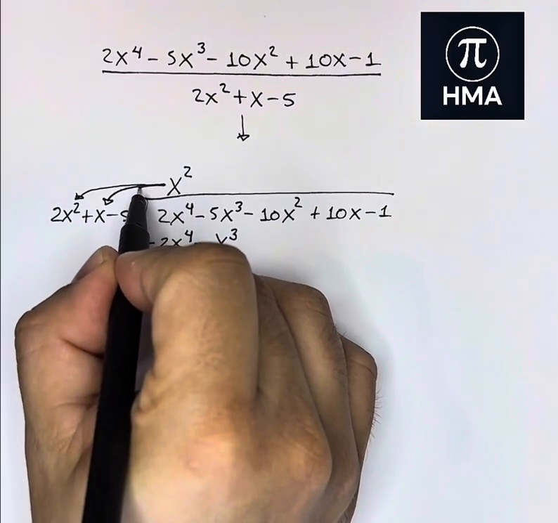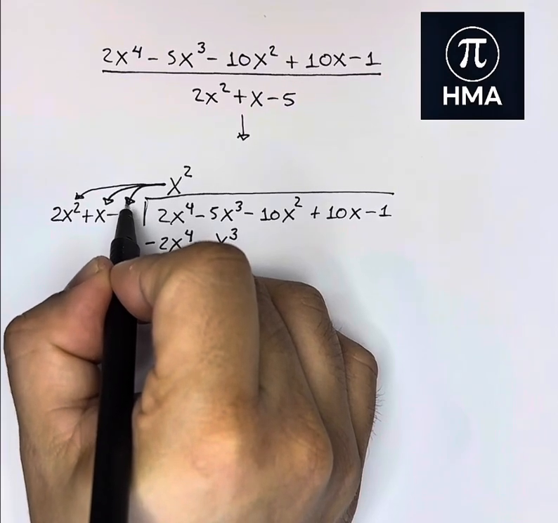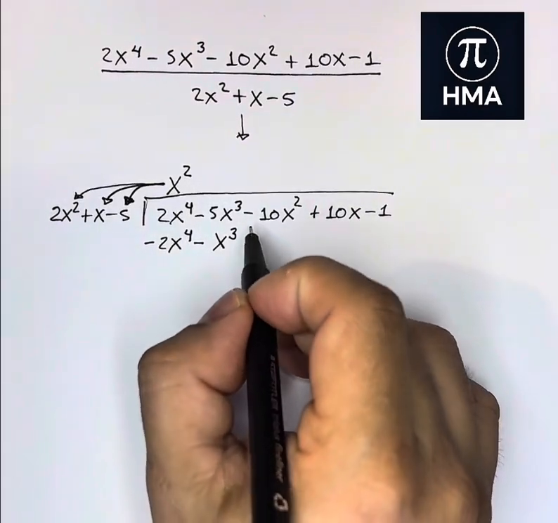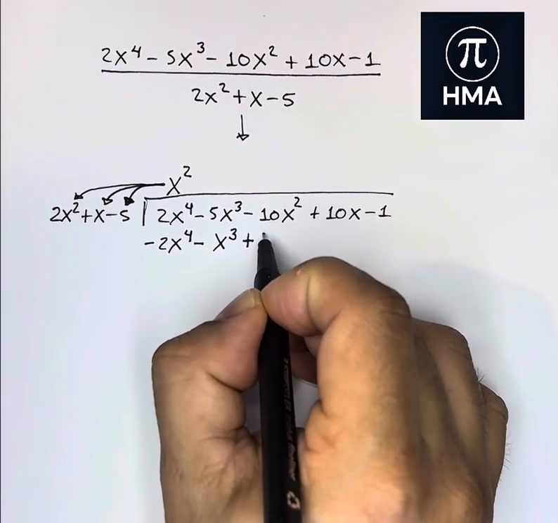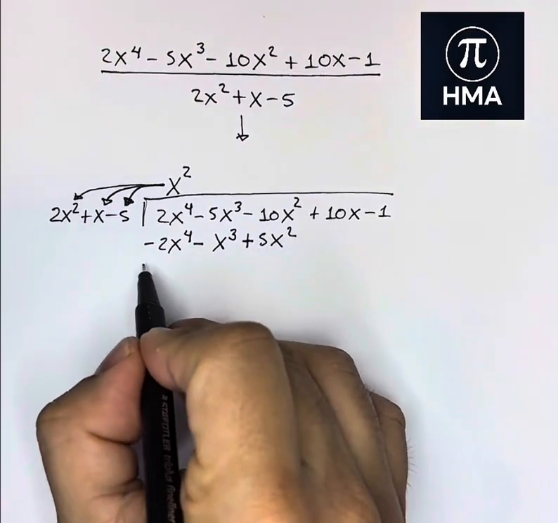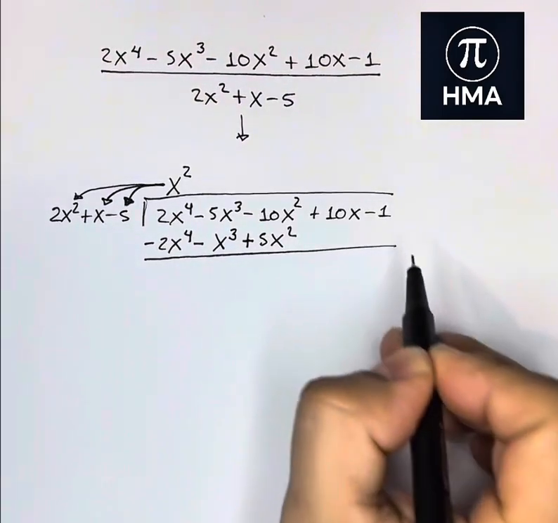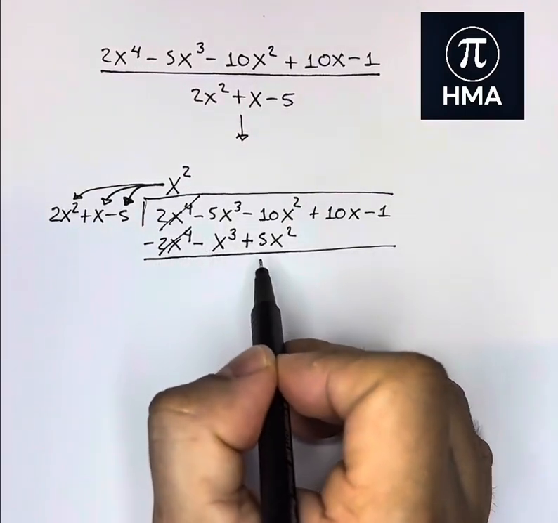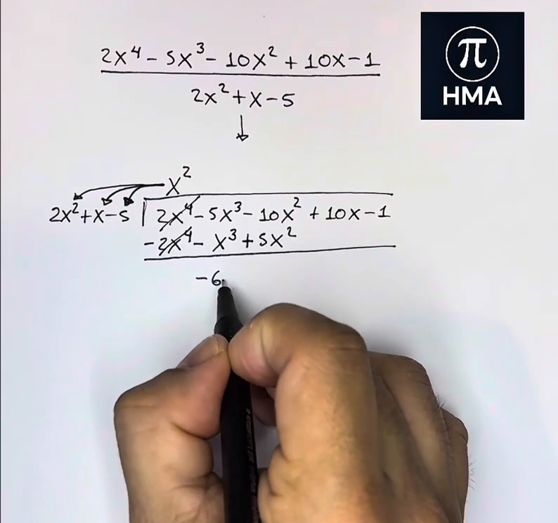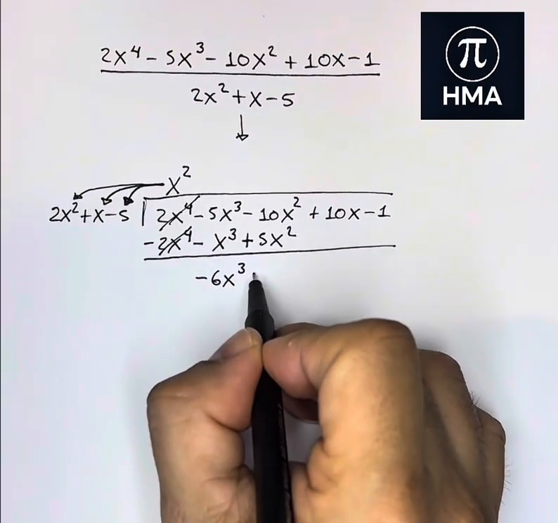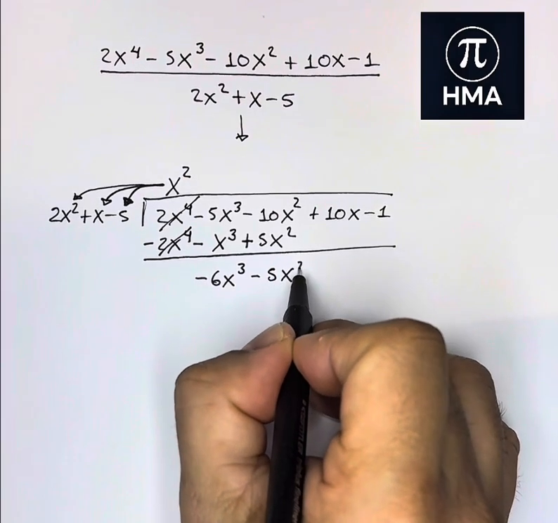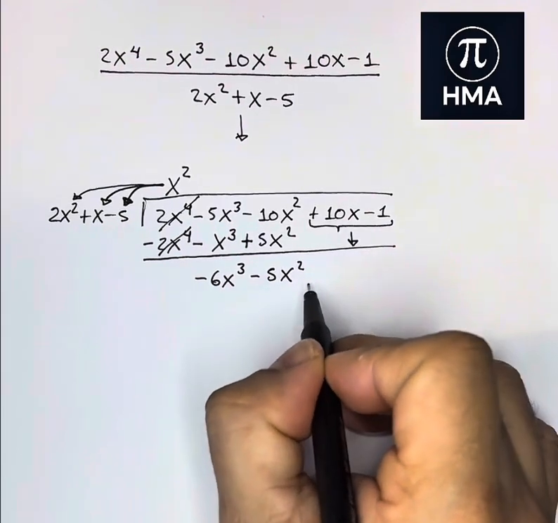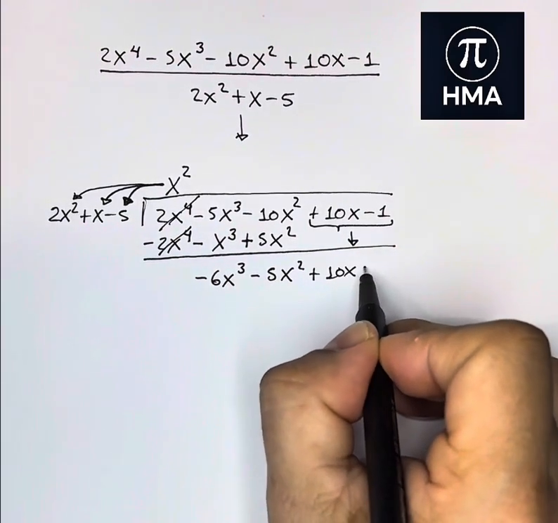Now we multiply x squared by the third term in the divisor. This will be minus 5x squared. We change sign as well, we write plus 5x squared. And now we proceed to perform the subtraction. 2x to the 4 minus 2x to the 4 is eliminated. And we have here minus 6x cubed, and here minus 5x squared. And then we pull down these two terms, plus 10x and minus 1.